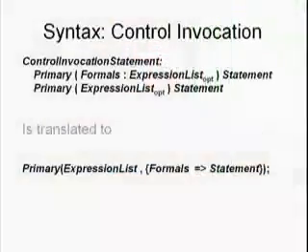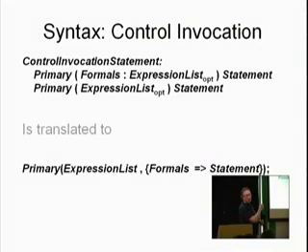Here is the formal syntax for one of these new kinds of statements. I call it a control invocation statement. The idea is you have a primary, just like you have a primary in an ordinary method invocation, an open paren, and you're allowed to have a bunch of formal parameters here.